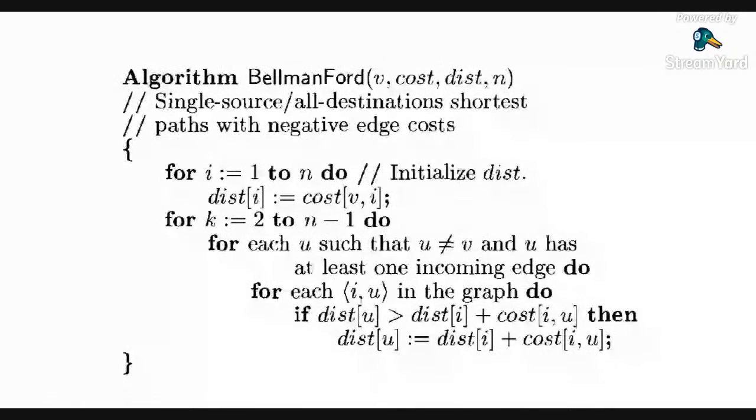And for each u, such that u is not equal to v, it depends on the graph representation in the memory. If the graph is represented with the help of an adjacency matrix, then we need to check for each and every vertex. And if the graph is represented with the help of an adjacency list, then we will consider the list of edges directly. So for each u in the graph, if this condition is true, then we will replace this.